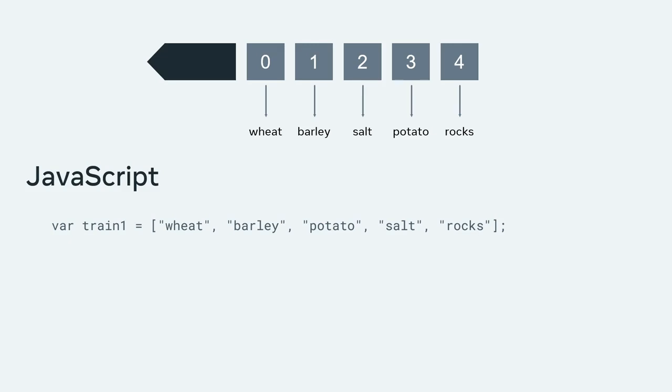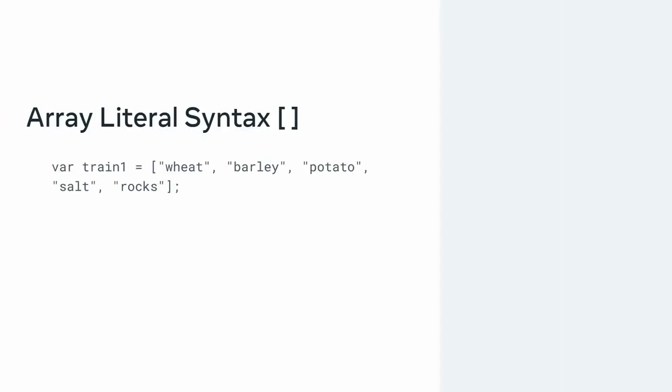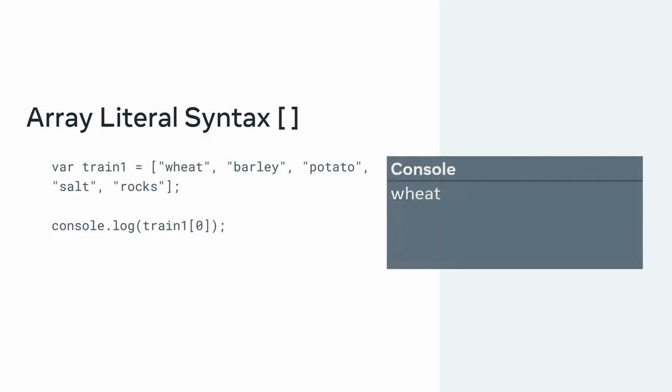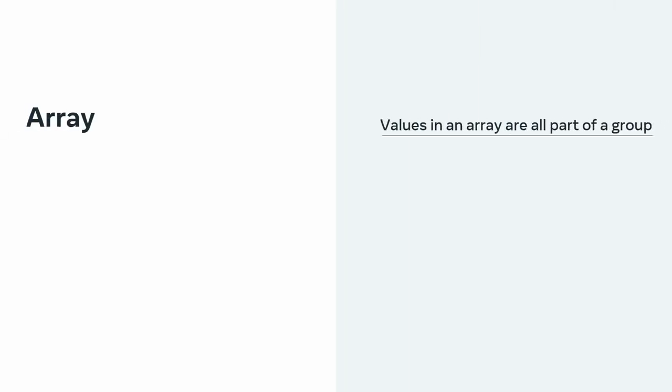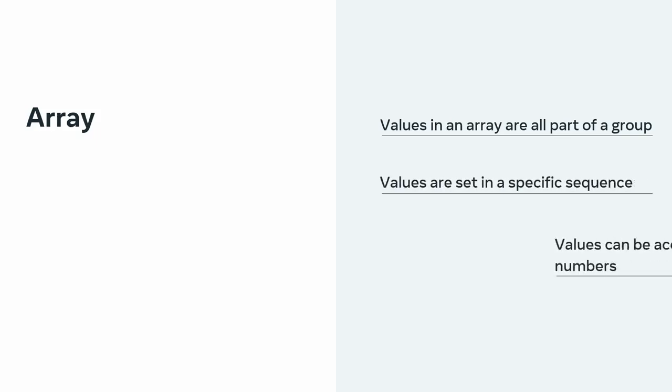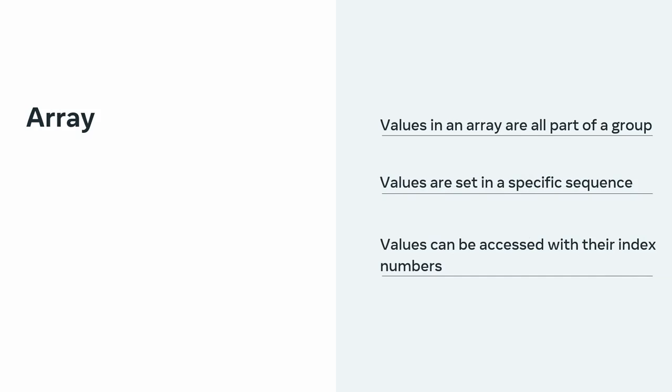So, now we have a train, but what happened to the carriage numbers? Not to worry, behind the scenes JavaScript gives each item a number, starting from 0, that corresponds to its place in the sequence. You can then use these numbers to access each carriage. For example, typing train1 followed by 0 encased in brackets will access the value inside carriage 0, which is wheat in this case. To summarize, arrays help us achieve several things in JavaScript. Arrays signal that the assigned values all belong to a group. These values are ordered in a sequence, and each one can be accessed through its index number in that sequence.